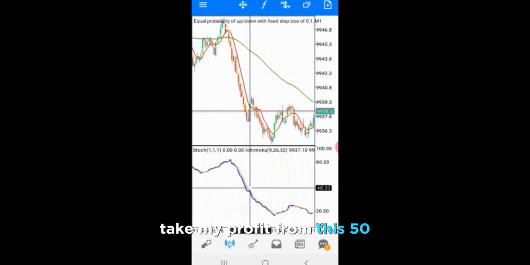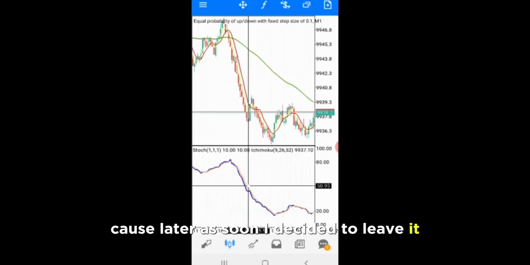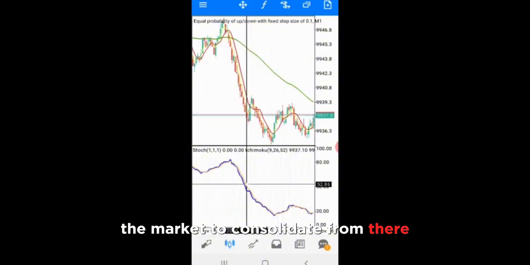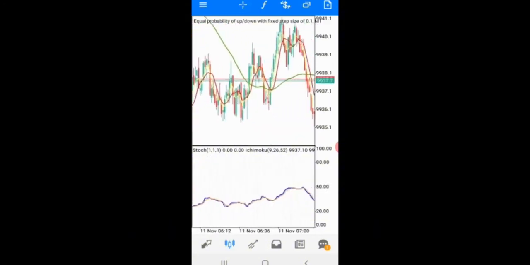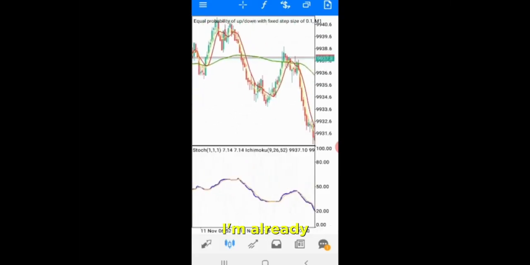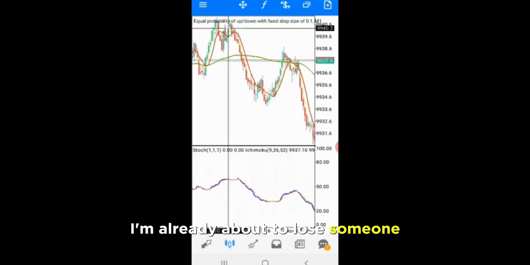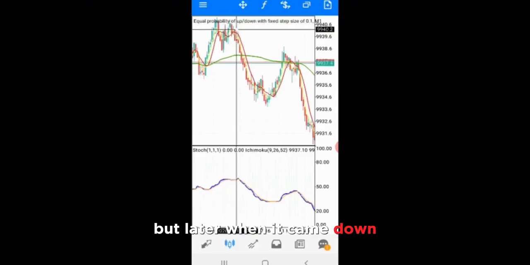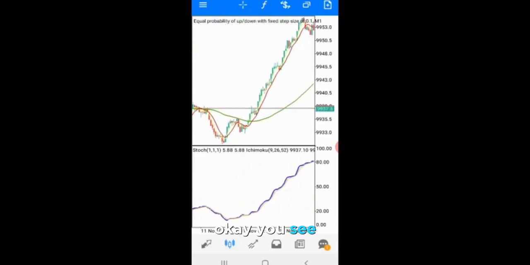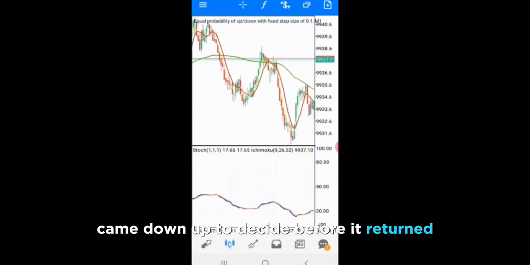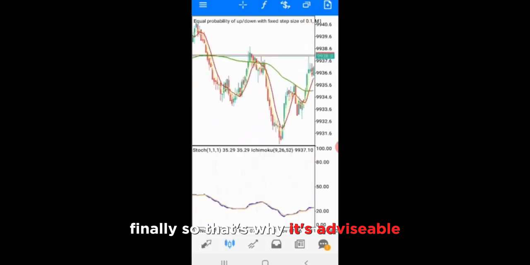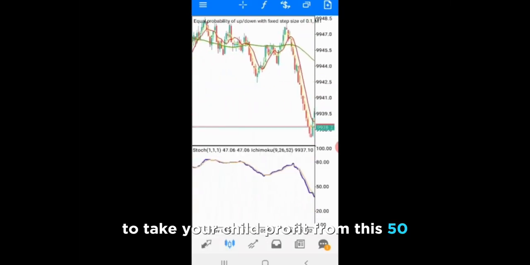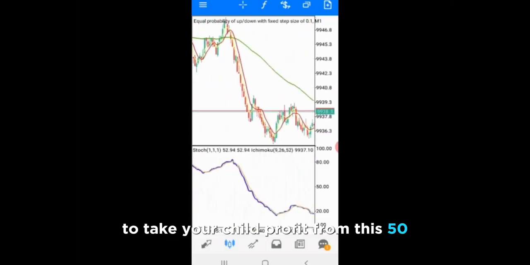I normally take my profit from this 50, but let's assume I decided to leave it. The market will consolidate from here. It's going backward, I'll be scared. It's going backward. I'm already about to lose some money. But later when it came down again, you see, it came down up to this side before it returned up finally. So that's why it's advisable to take your profit from this 50.